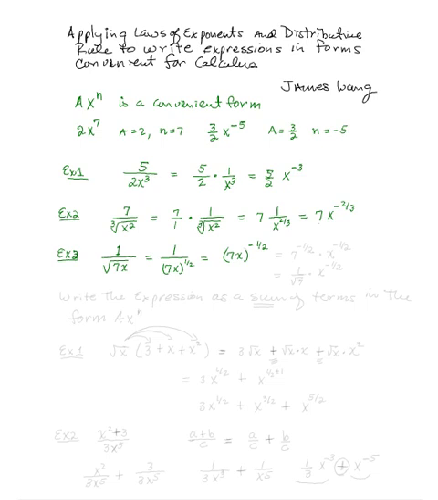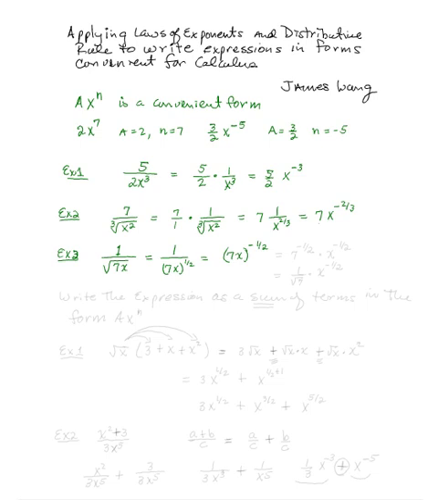Now, you say, well, we're done. A is 7, and then n is negative 1/2. But not quite yet, because the 7 is not really just a 7, it's inside this parentheses, and that parentheses has a negative 1/2 exponent on it.